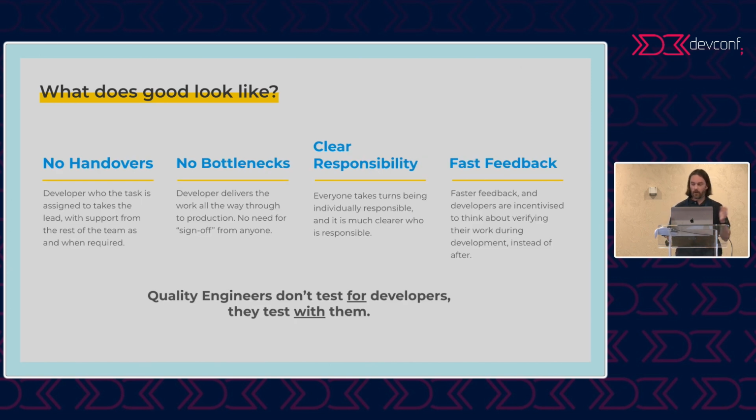And that solves a lot of the problems that we just spoke about. So handovers: there are no longer any handovers. The developer who the task is assigned to takes the lead and doesn't hand it over to anyone. They see it through all the way to production. There are no more bottlenecks, because now we don't have only a certain few people on the team who can sign off on work before it can be released. And responsibility is a lot clearer.